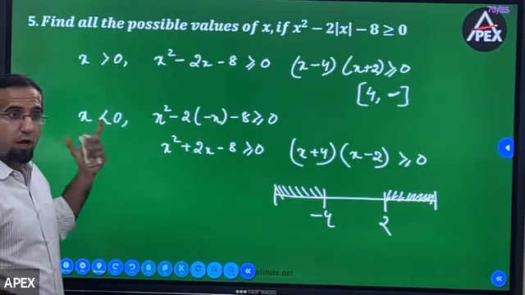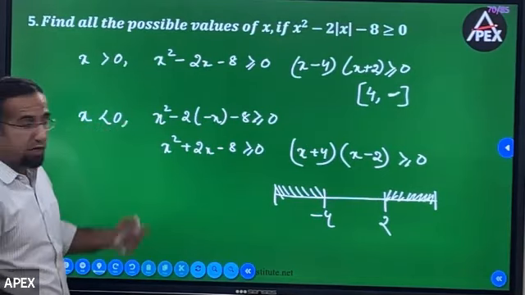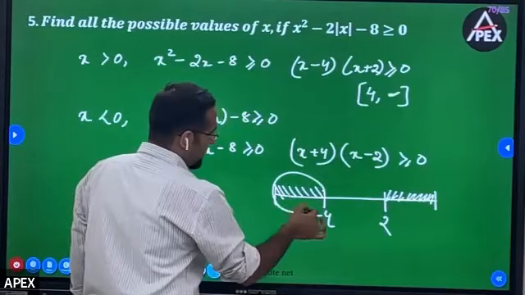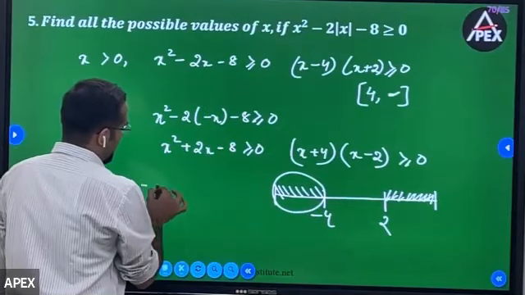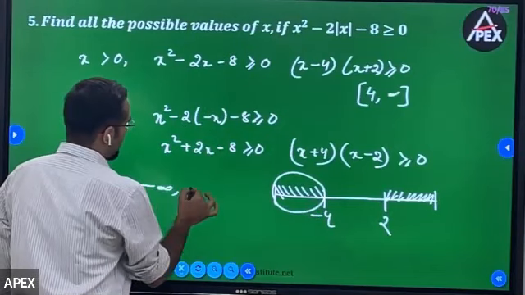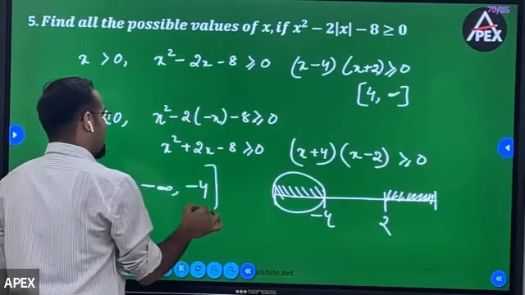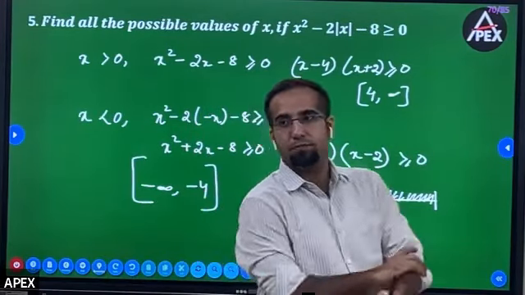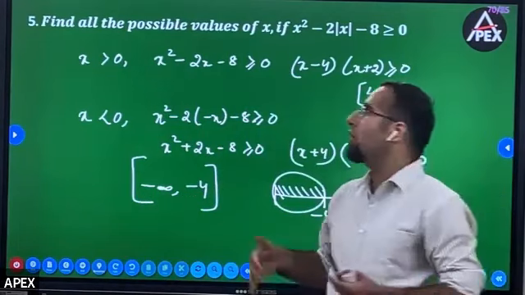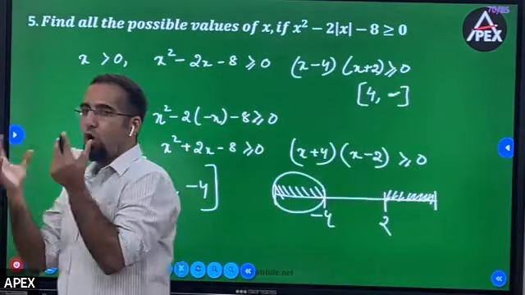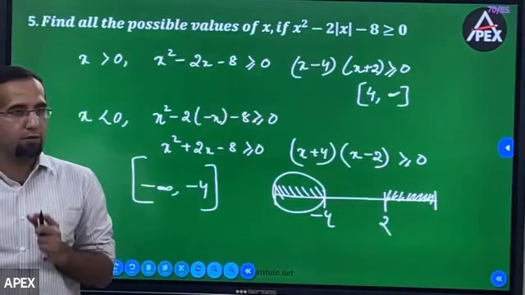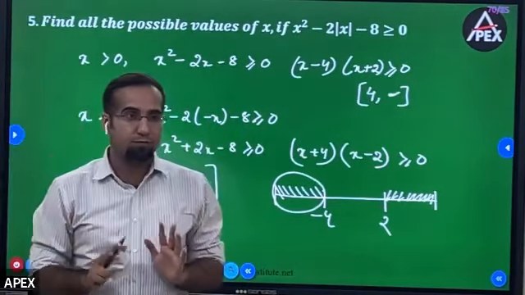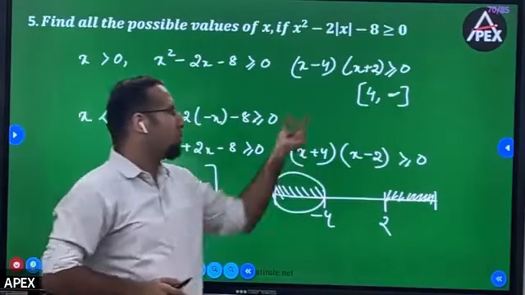I'm looking at all the values x less than 0 to satisfy. So all the values x less than 0 would give me these values. So the second zone which is with us is minus infinity to minus 4, both included. Clear? So this is how you solve an ideal modulus involved with an inequality. This is not the same as mod of x minus 2 greater than something, just a modulus involved somewhere.